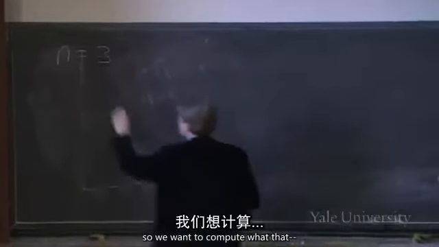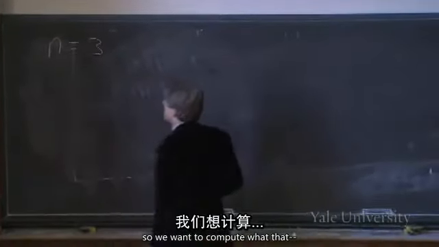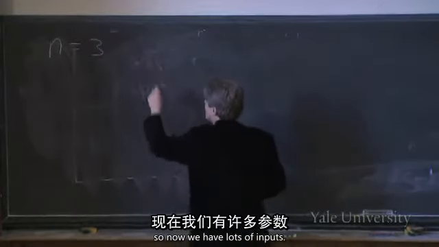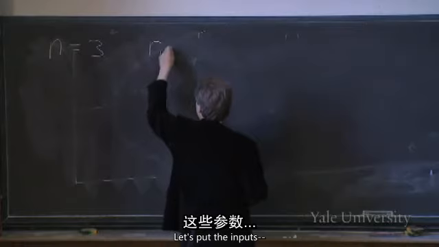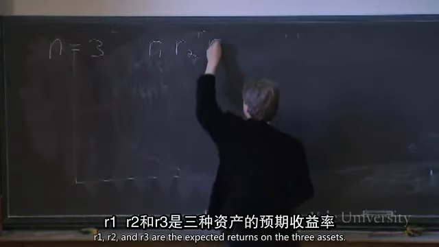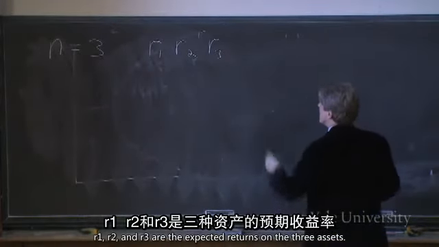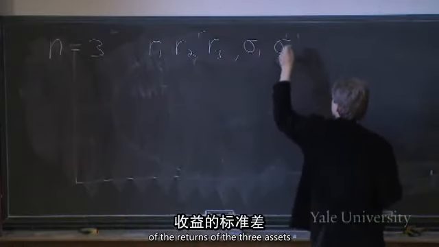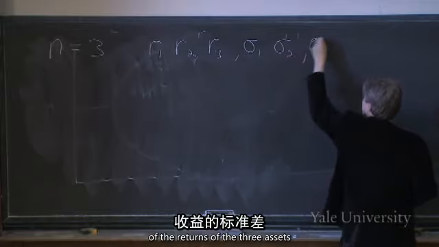And so we want to compute that. So we have lots of inputs. Let's put the inputs. The R1, R2, and R3 are the expected returns on the 3 assets. Then we have the standard deviations of the returns on the 3 assets.